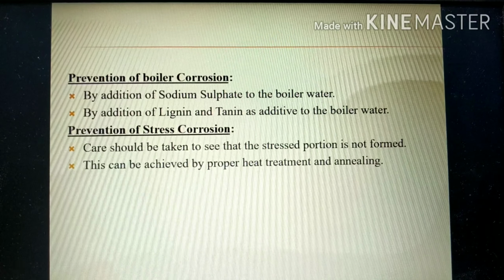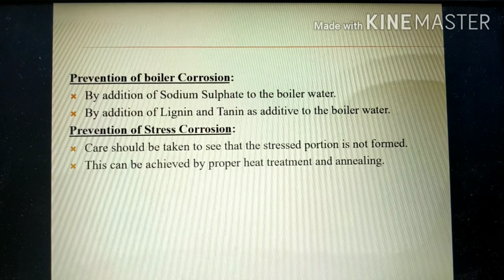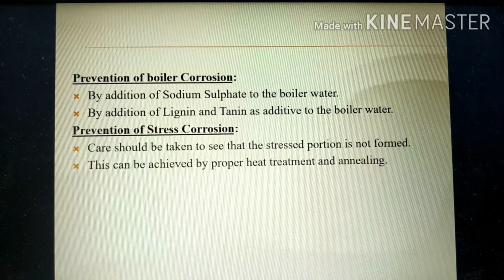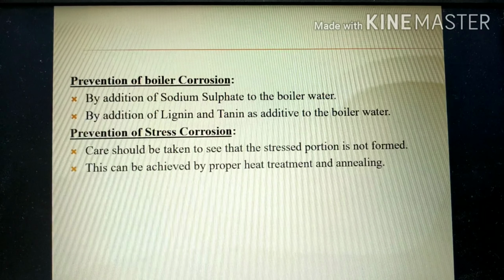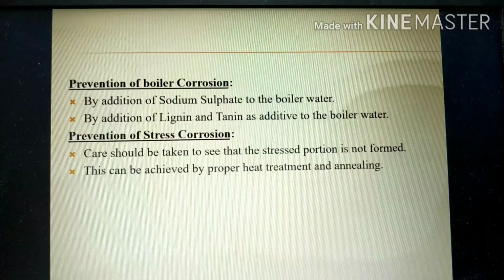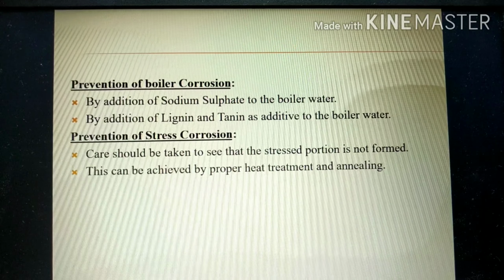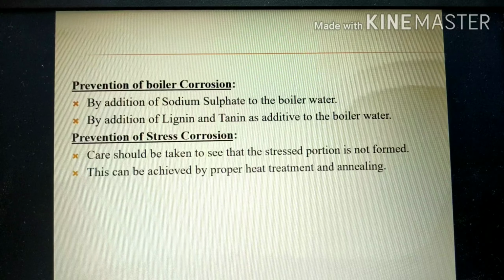So because of that, the NaOH which was formed will not get formed. So the alkaline water will not be formed, and that is not going to go inside the crevices and get deposited there, and because of that the caustic embrittlement will not take place.